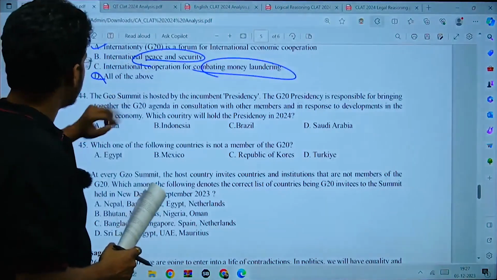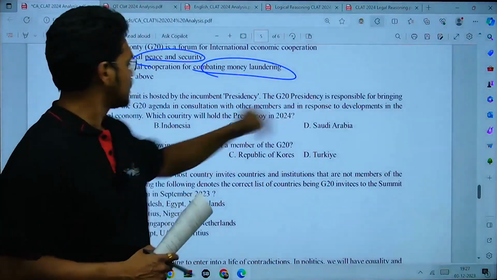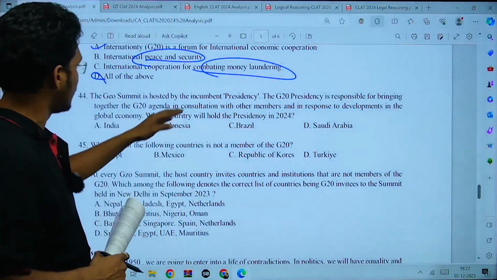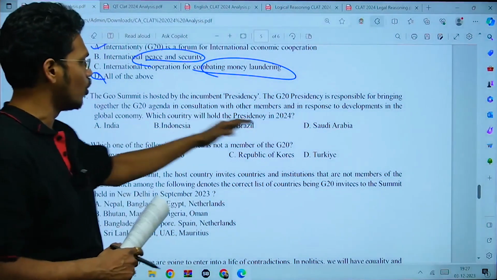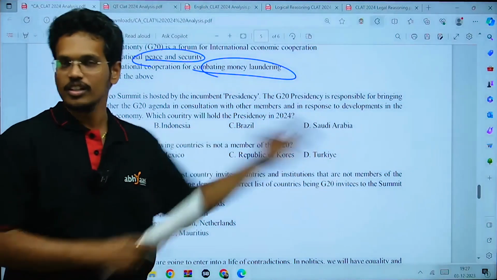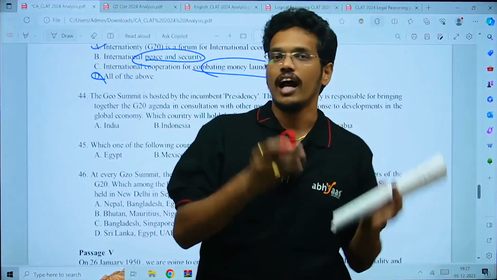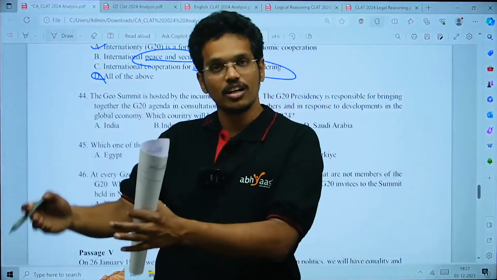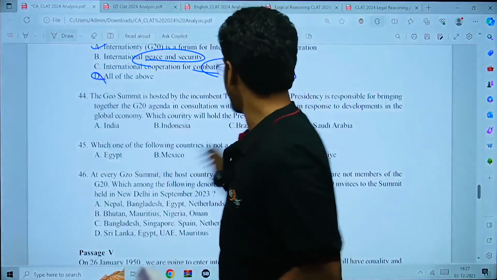Next, the G20 summit is hosted by the incumbent presidency. The G20 presidency is responsible for bringing together the G20 agenda in consultation with other members and in response to developments in the global economy. Which country will hold the presidency in 2024? As I said, our Prime Minister has handed the presidency to Brazil to host the G20 next year. So Brazil is the right option for this.